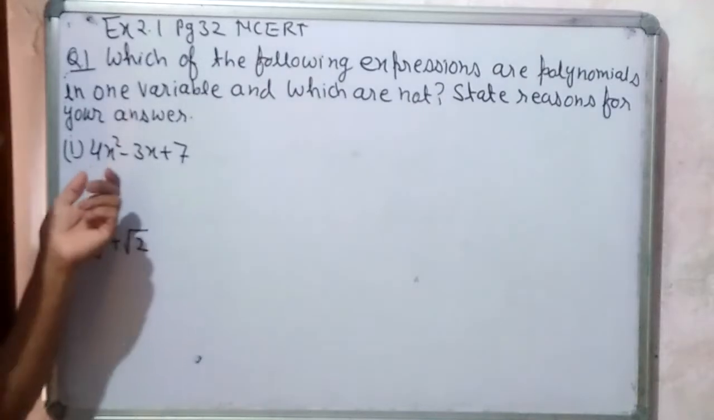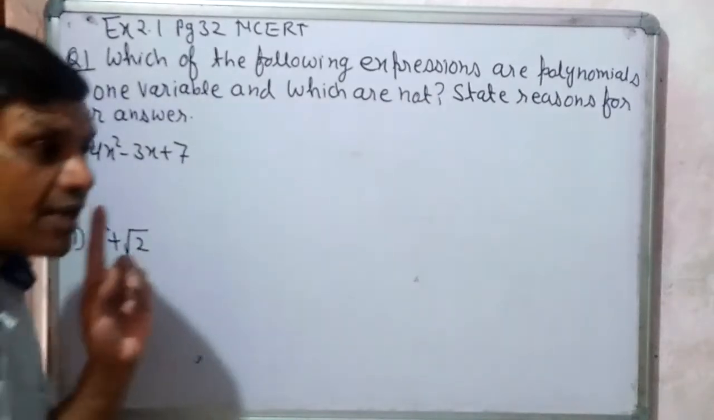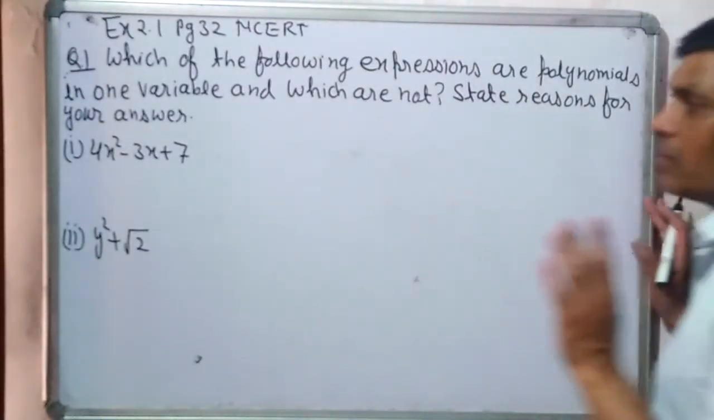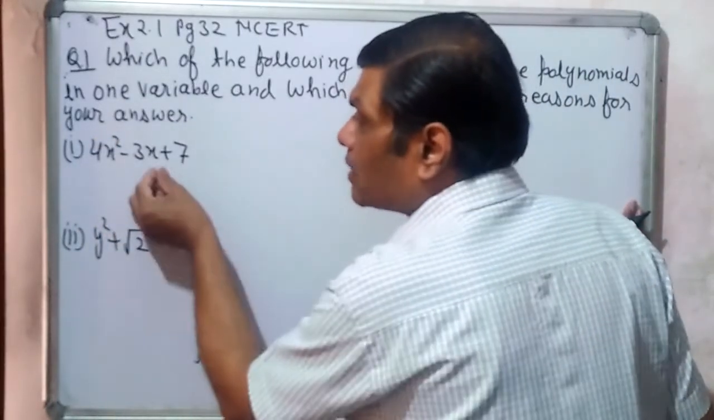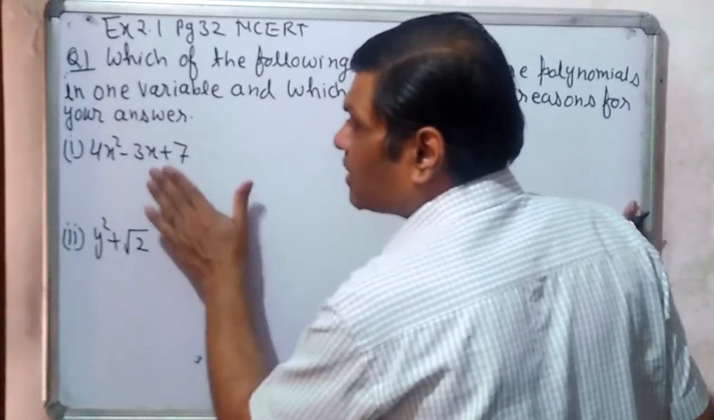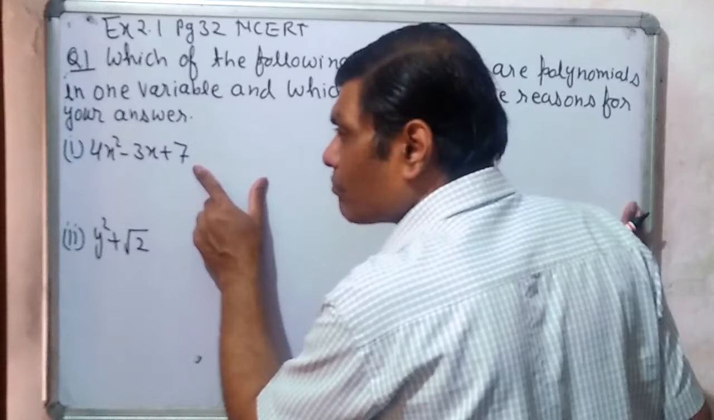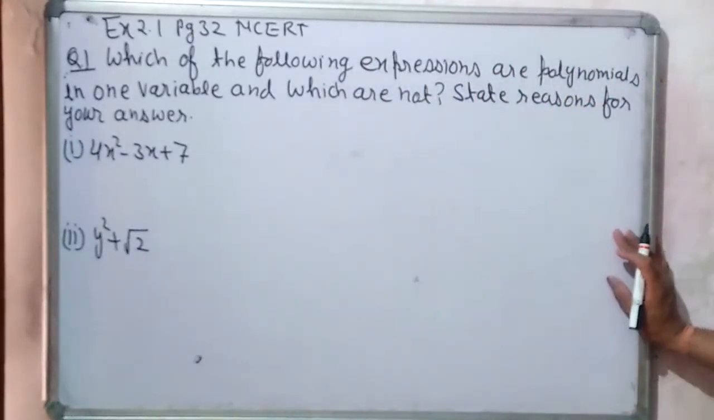So the first part is 4x square minus 3x plus 7. What is the definition of a polynomial? Just recollect. If all the powers of the variables are whole numbers. So let us see, in the first term the power is 2, it is a whole number. In the second term, the power of x is 1, which is again a whole number. In the third term, 7, which is independent of x, is actually having x raised to the power 0, which is again a whole number.